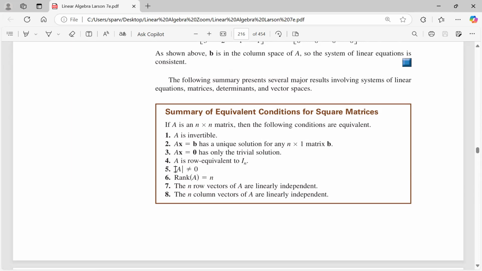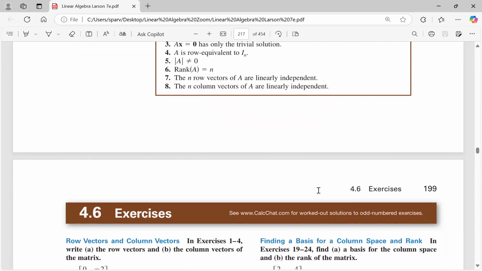That means the determinant is not 0. That means the rank of the matrix is n. It's full rank. Now we can connect it to the rank. So numbers 6, 7, and 8 are new for us. And that means the n rows are linearly independent. If the rank is n, it means it's full rank. That means you have n rows that are linearly independent, and n column vectors that are linearly independent. So there you have it.